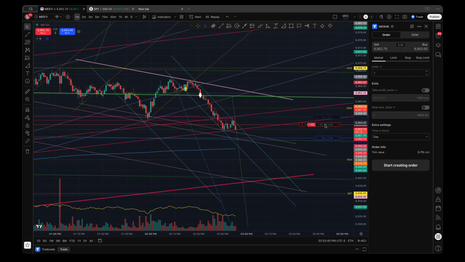I set protect for 3 contracts. I enter with 10 contracts. Now I have 3 contracts of the protect.